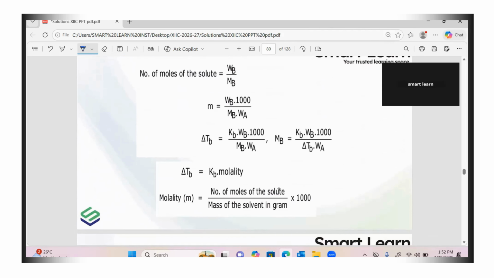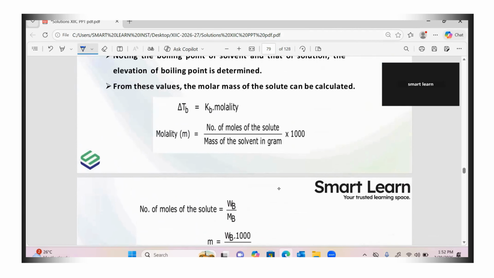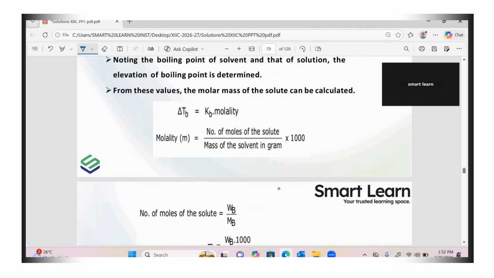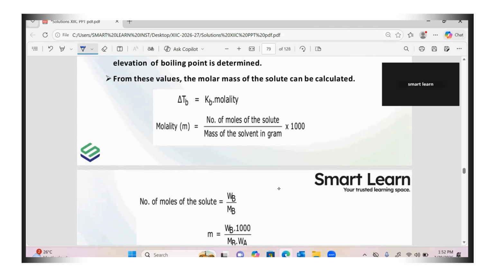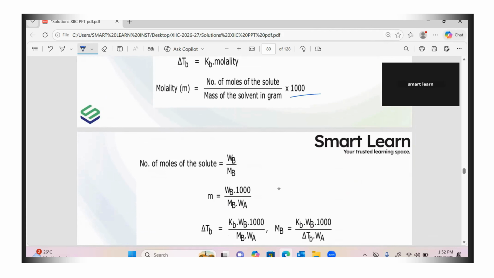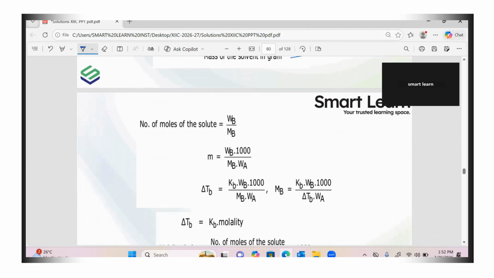I have told you earlier, there is an equation. You know that delta Tb is equal to Kb into molality. Molality means number of moles of solute per kilogram of solvent, or per gram, in which case you multiply with 1000. Then we have to find out the moles of solute.